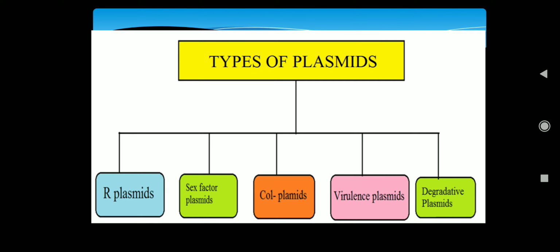Colicins are certain proteins. Then we have virulence plasmids, which carry the virulent characteristics. They are responsible for causing diseases, so they are virulence plasmids. Then we have degradative plasmids, which usually get degraded in the bacterial cell. That is why they are called degradative plasmids. So these are the different types of plasmids that are there.